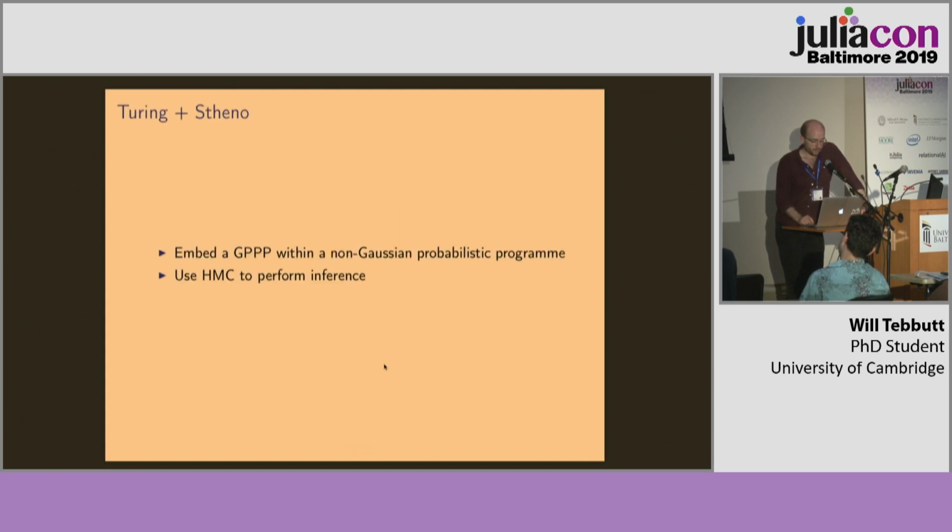So Turing and Stheno. So obviously the gist here is that you take your Gaussian process and you use it as a distribution inside Turing. And you would maybe use HMC to perform inference. There's other things you could do, but you know.